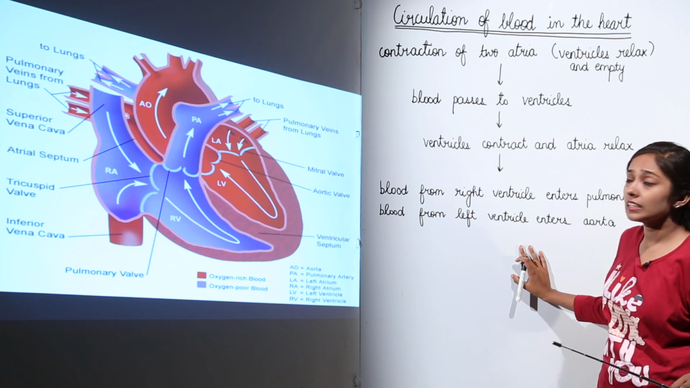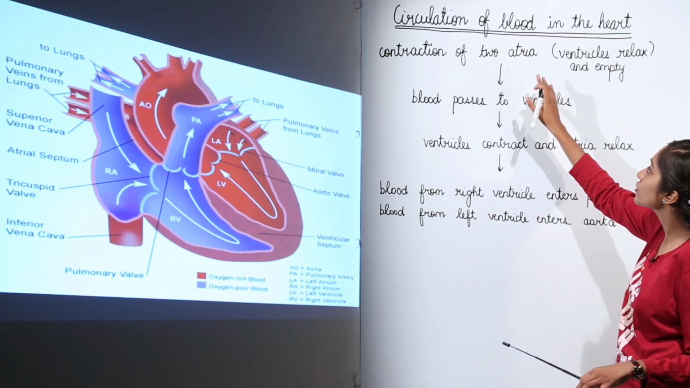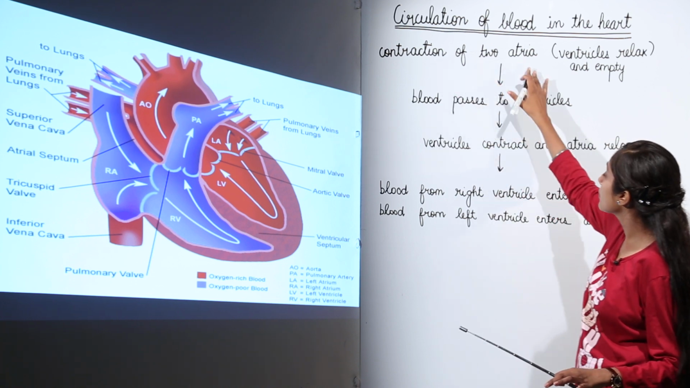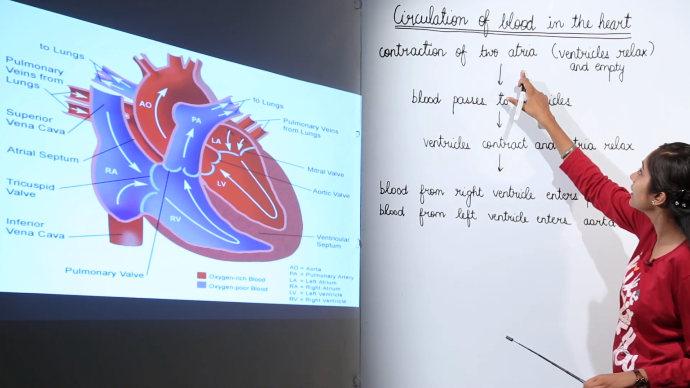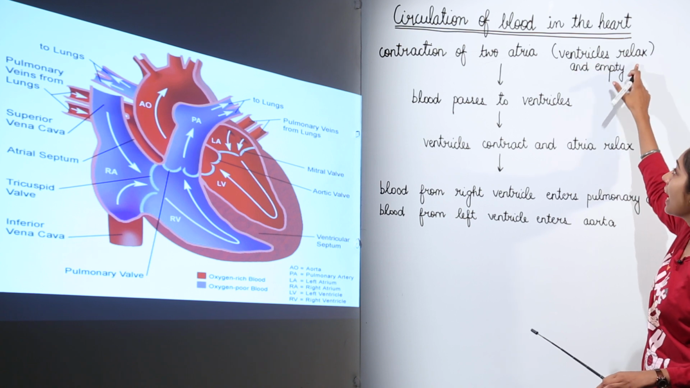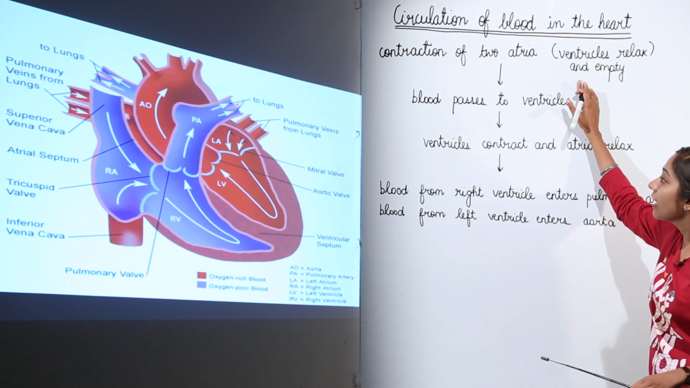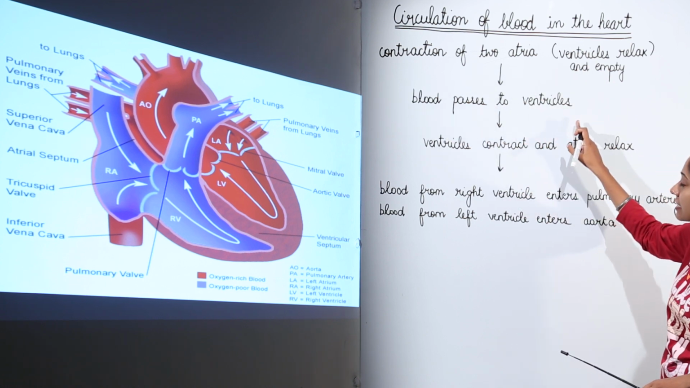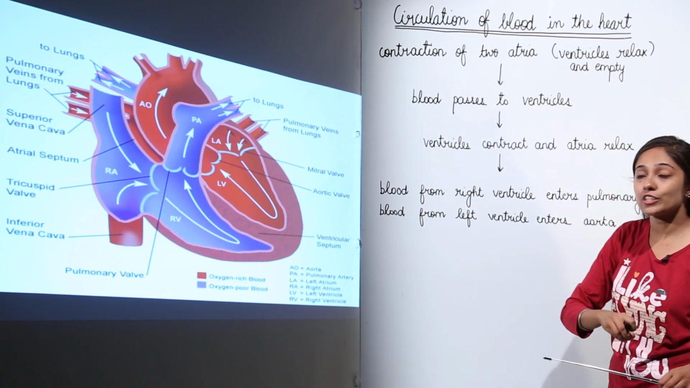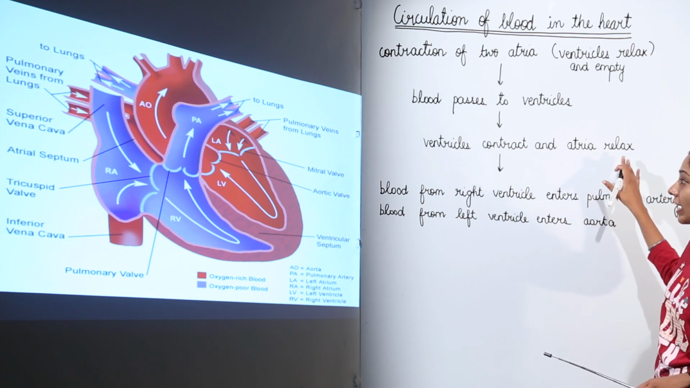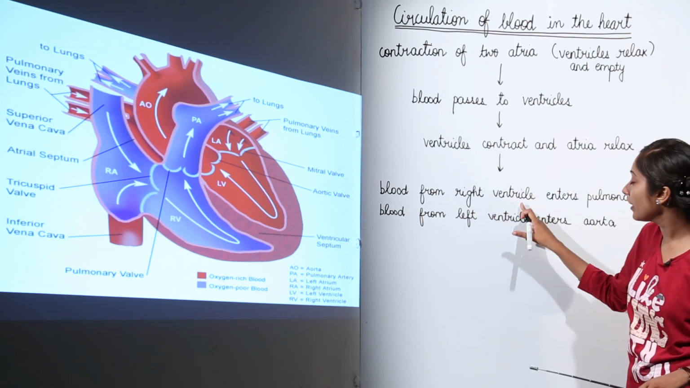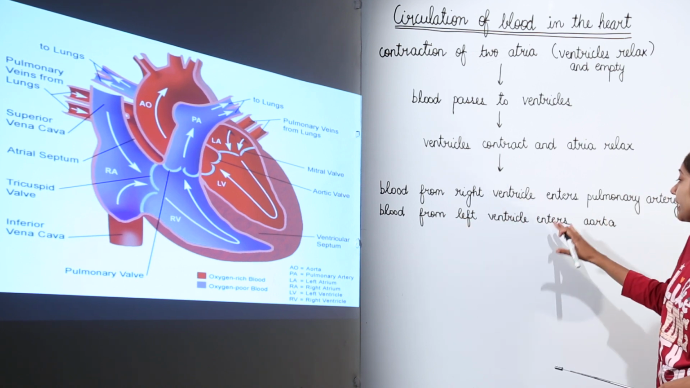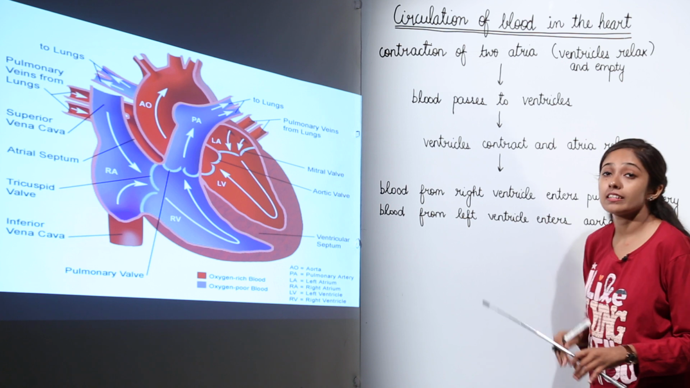Remember, first of all, the blood is going to enter the atria, which is going to lead to the contraction of the atria, and during the contraction of the atria, the ventricles are going to relax and they are empty. After this, the blood passes to the ventricles and then the ventricles are going to contract and the atria are going to relax. So, blood from the right ventricle enters the pulmonary artery and the blood from the left ventricle enters the aorta.